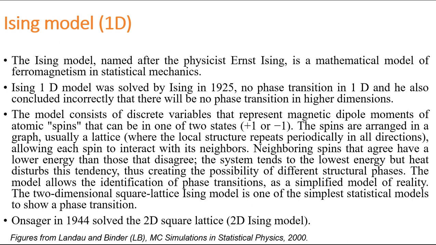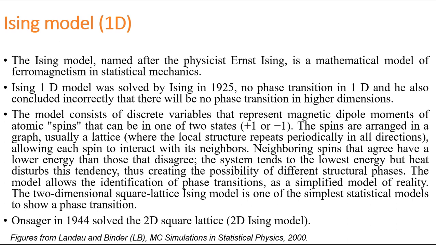In one dimension, the spins are arranged in a graph, usually like a lattice, where the local structure repeats periodically in every direction like in solids, allowing each spin to interact with its neighbor. Neighbor spins that agree have a lower energy than those that disagree. The system tends to stay in the lowest energy, but heat disturbs this tendency, thus creating the possibility of different structural phases. The model also allows the identification of phase transition as a simplified model of reality.